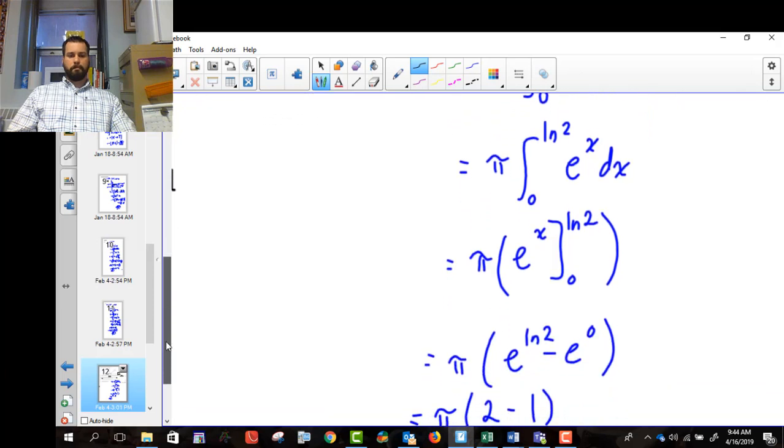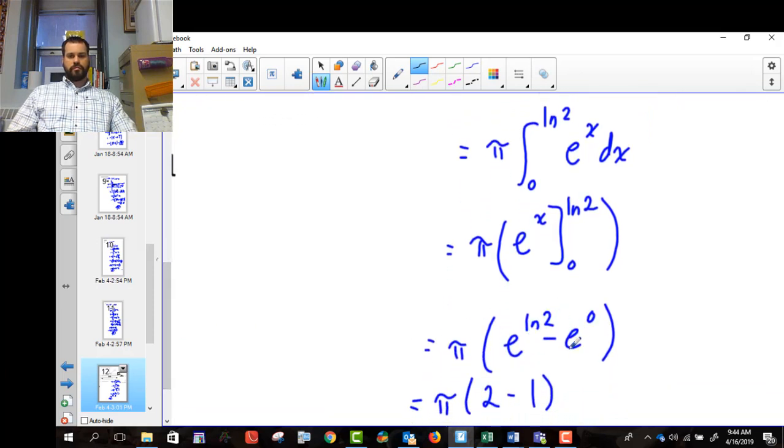And then you go e to the ln 2 minus e to the 0, because you're just plugging in the boundaries. E to ln 2 is 2, because you're raising e to the power. You have to raise e to the power ln 2 to get 2, if that makes sense. If you're not sure, you can type that into your calculator and it will tell you. And then e to the 0, as with any base, any numerical base raised to the 0, you get 1.